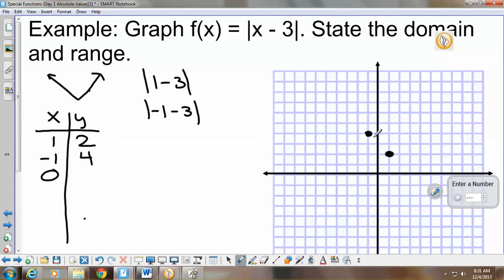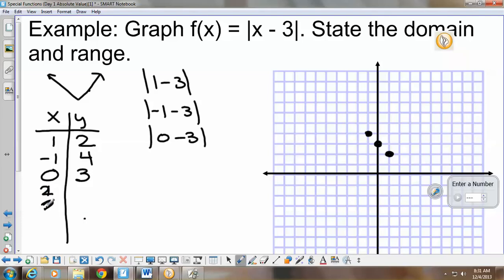The third value is 0. If we substitute 0 in for x, the absolute value of 0 minus 3. 0 minus 3 is negative 3, and the absolute value of negative 3 is 3. 0, 3. Right now it looks like our points fall in a straight line, but that's not going to be the case. It's going to make a V. I would encourage you to pick additional points greater than 1, and maybe a few that are less than negative 1. Let's start with values that are greater than 1.